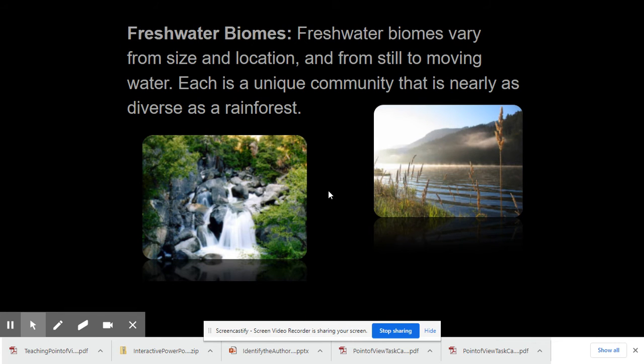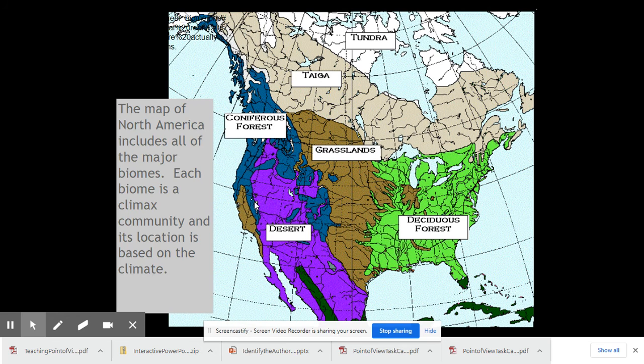Here's a variety of some freshwater biomes. Freshwater biomes vary from size and location, and from still to moving water. Each freshwater biome is a unique community that is nearly as diverse. Diverse means a variety of plants and animals, so having a nice combination. So it is diverse just like our lovely rainforest. So here's just some pictures of different freshwater biomes.